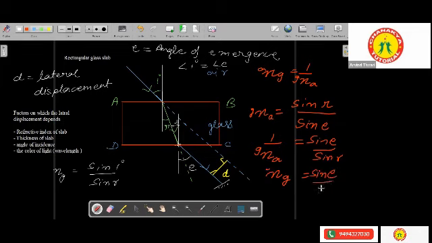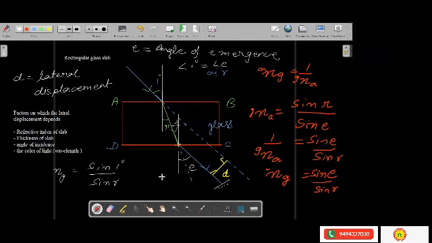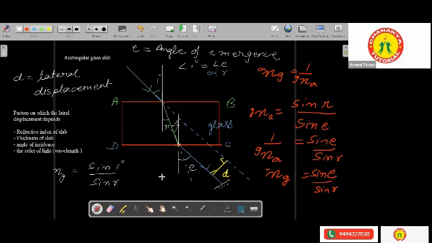Now if I compare both the expressions of refractive index here and here, can I conclude that I should be equal to E? Yes, sir. So then I can conclude that my angle of incidence is equal to the angle of emergence. Therefore, hence proved. Anyone having any other doubt from this last slab?